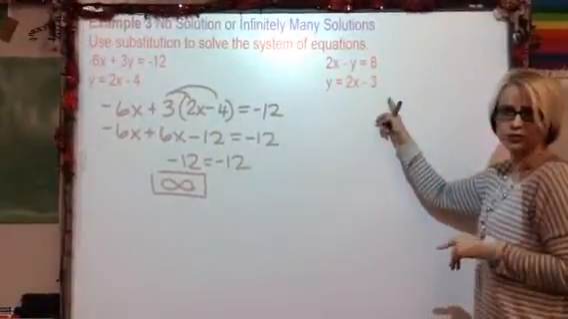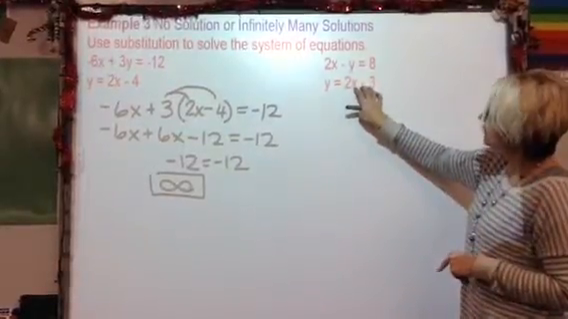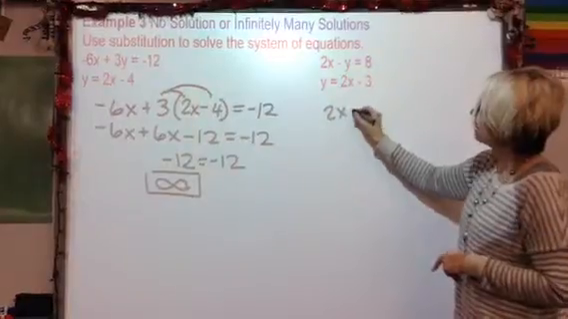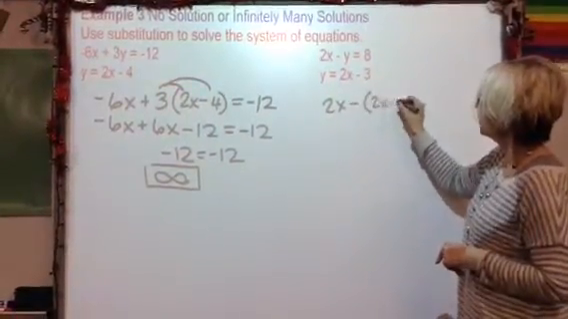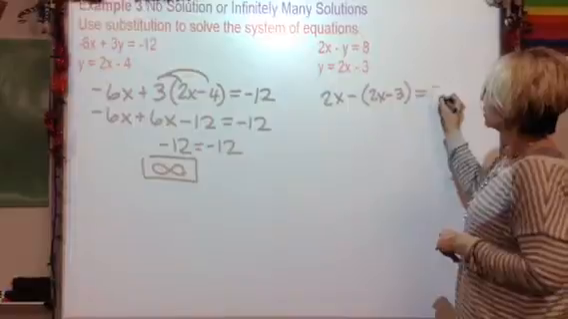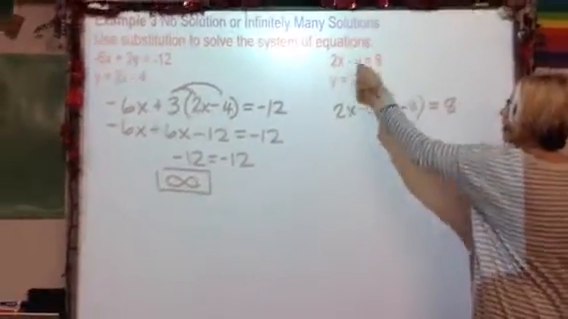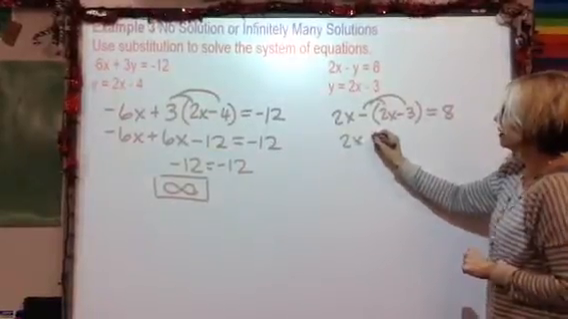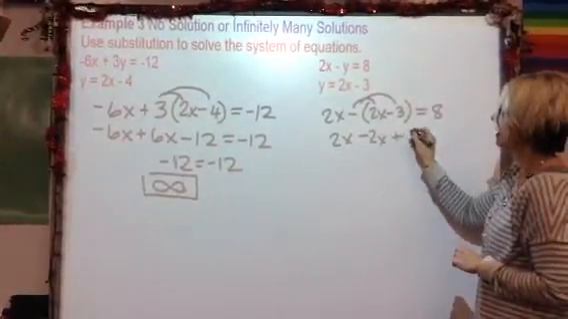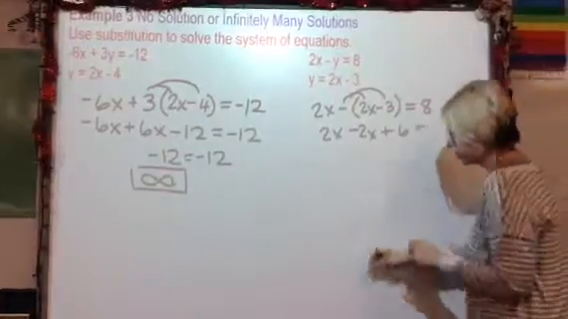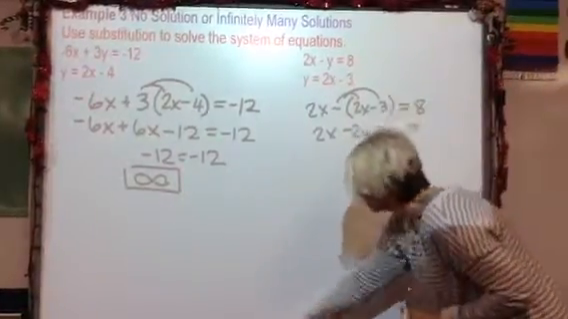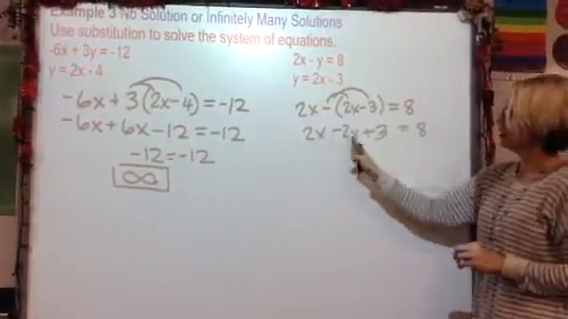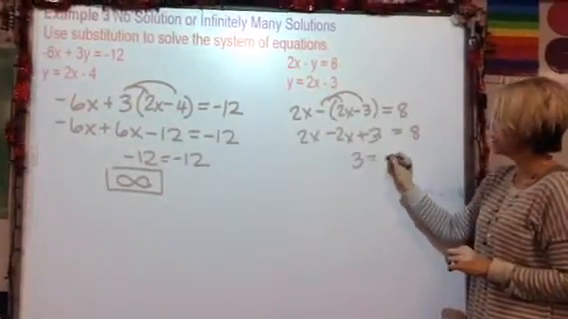Now this is an example of a no solution. I'm going to plug all of this in for y. So it's 2x minus (2x minus 3) equals 8, because I have to plug all of this in for y. So I distribute that negative, and I get 2x minus 2x plus 3, excuse me, that's plus 3, is equal to 8. This cancels, and I'm left with 3 equals 8.